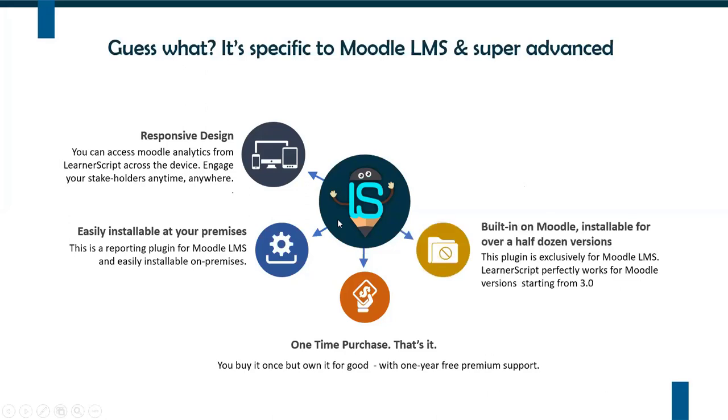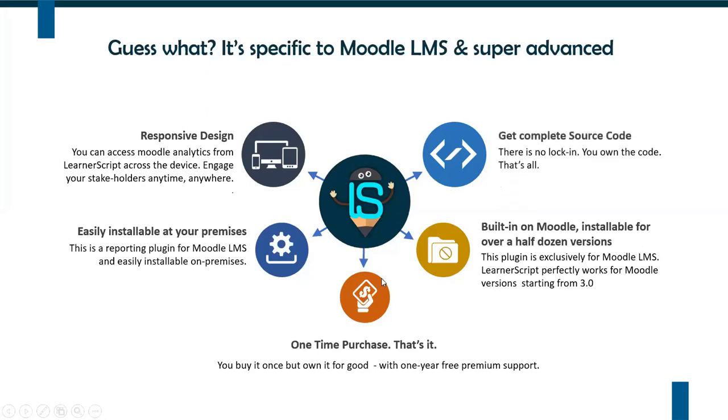Also, with this one-time purchase, we're going to give 1 year of free premium support. If you have any issues with the installation, or if you find any bugs or anything, you will have a dedicated support portal where our support persons will help you. This is built on Moodle, and it's available for all major versions of Moodle from 3.0 to 3.7. As I mentioned, you get the complete source code. There is no locking.